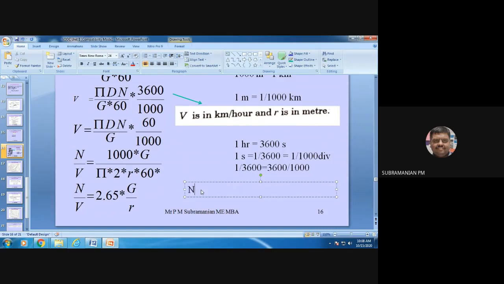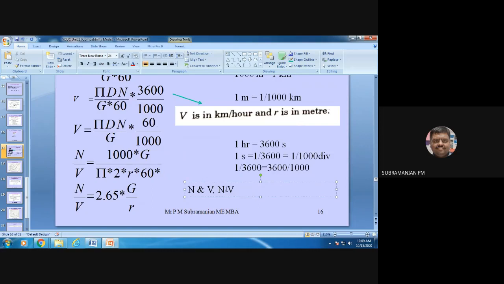See, I need a relation between N and V, that is rotational speed and linear speed. So what I am going to do is I am keeping N divided by V on the right hand side. That is, I am taking this V to the right hand side, that is N by V. Then I am taking all the terms to the left hand side. So N by V is equal to 1000 into G, pi D into 60.